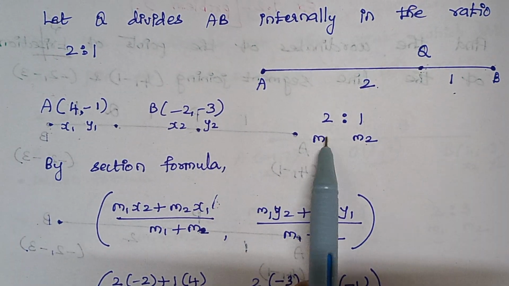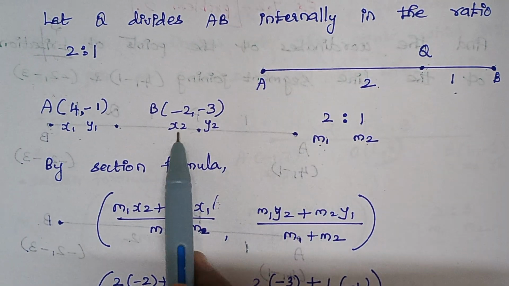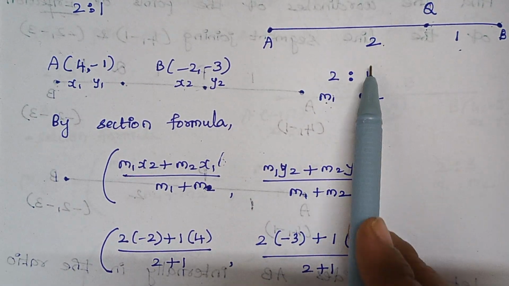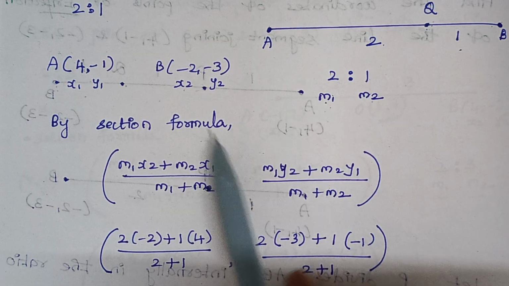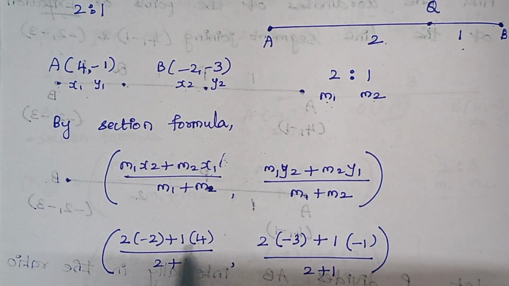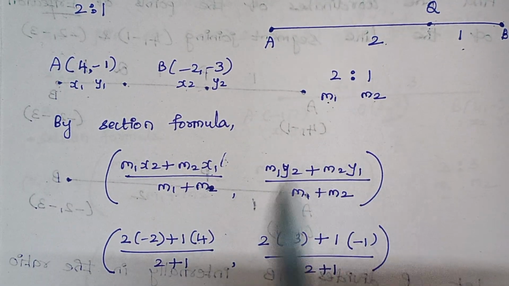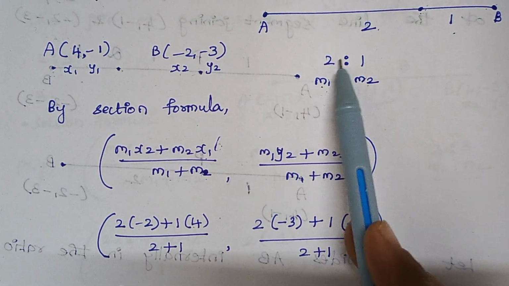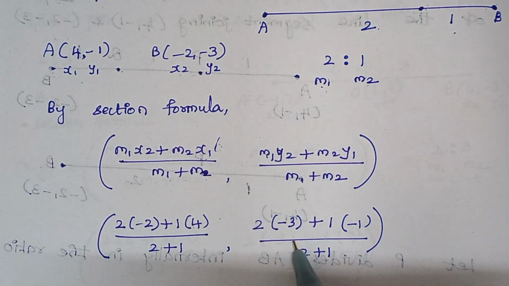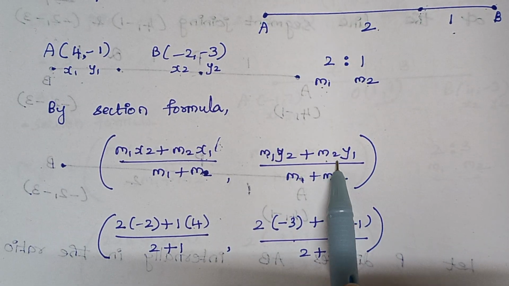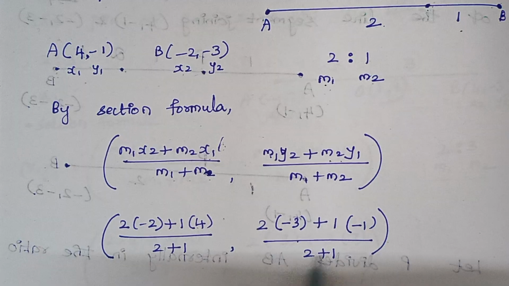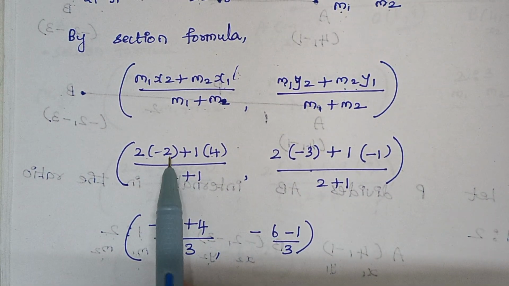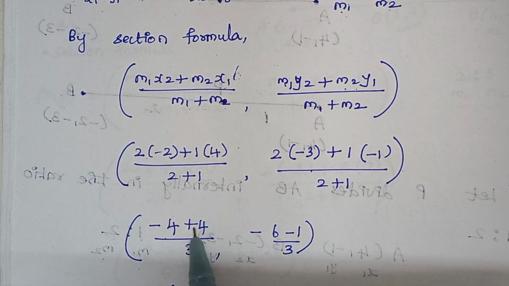So here again m1 is 2, 2 into x2 is -2, so 2 into -2 plus m2 is 1, and x1 is 4, so 1 into 4, divided by m1 plus m2, which is 2 plus 1. And the next thing is m1 y2: m1 is 2 into y2 is -3 plus m2 is 1 into y1 is -1, divided by 2 plus 1. So once you simplify, 2 into -2 is -4, 1 into 4 is 4.